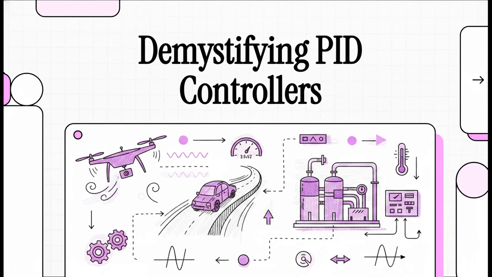Today we are cracking open one of the absolute most brilliant, yet honestly pretty frequently misunderstood brains of modern engineering. We're talking about automation. Whether it's a drone hovering perfectly still in a massive gust of wind, your car's cruise control locking in at exactly 65 on a super hilly highway, or even the complex temperature controls in a giant chemical plant, they all face the exact same problem. How on earth do we make a physical system do exactly what we want when the real world keeps getting in the way? Well, that is exactly where the PID controller comes in.